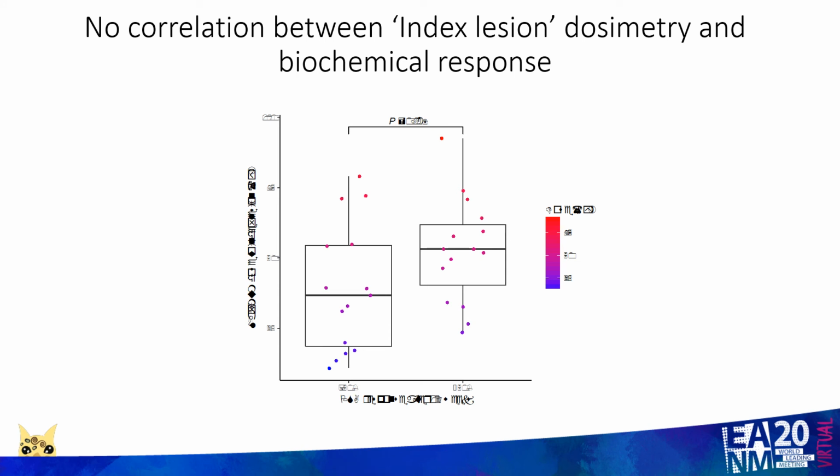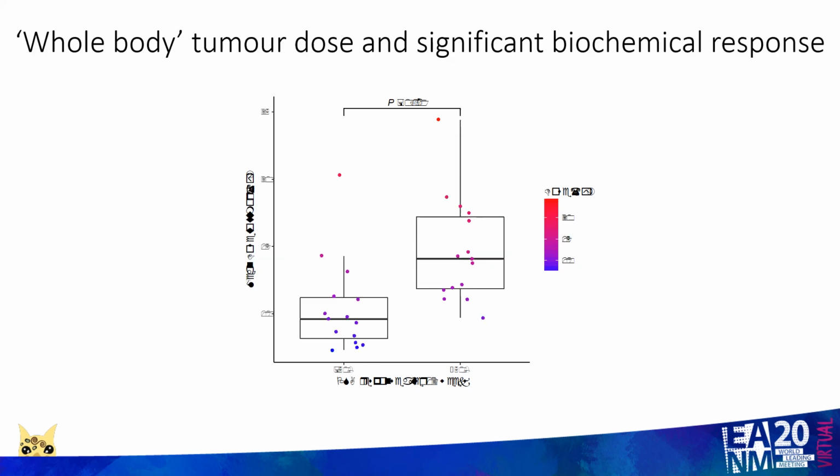In terms of the tumour absorbed dose, this graph shows that the index lesion dosimetry, although there is a trend, clearly doesn't relate to biochemical response in these patients. And as I said, our suspicion was that this was unlikely to be the case because knowing the dose in a few small areas of tumour, it's difficult to see how that can reflect the heterogeneity in tumour uptake that is observed on a PET-CT or a SPECT-CT scan.